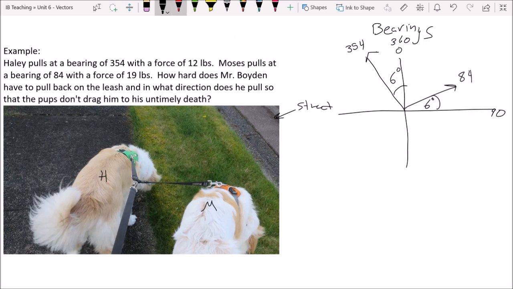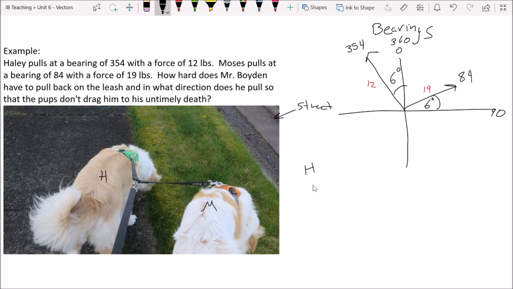I'm also going to label in here what the magnitudes were. Haley's pulling with 12 pounds of force and Moses is pulling with 19. And then we need to figure out what direction I have to pull and how hard I have to pull to not die. So the easiest way to do this is let's figure out what specific direction and how hard the dogs are pulling me. And then we'll recognize that I just have to pull in the opposite direction.